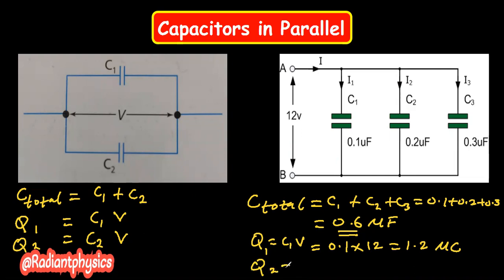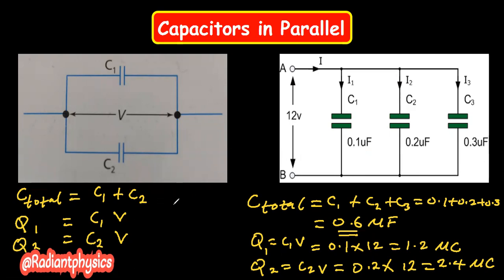Then the charge stored on this capacitor, we apply the same equation, C2 times the potential difference, which is going to be 0.2 times 12, and then the charge stored should be 2.4 microcoulomb.